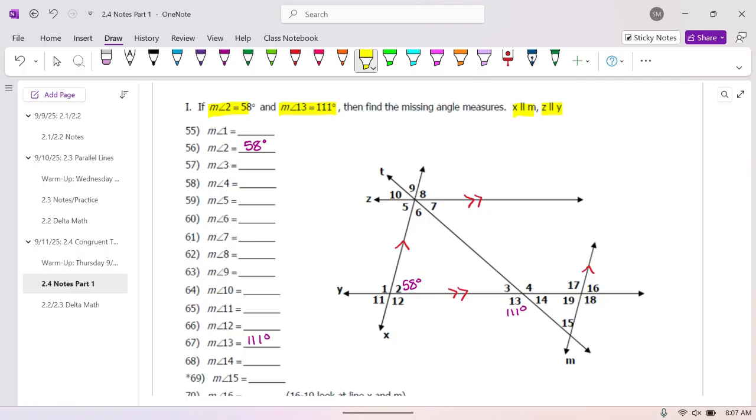Now, I'm just going to take volunteers. Someone tell me one angle that they could find and how they found it. Bradley. Right. 11 is 58 because it's vertical to angle 2.